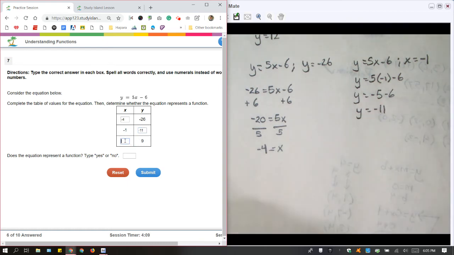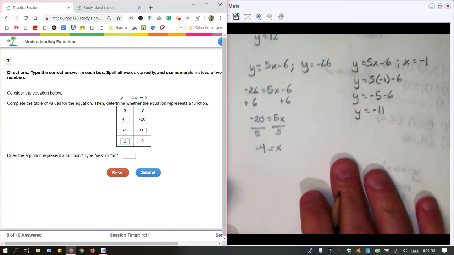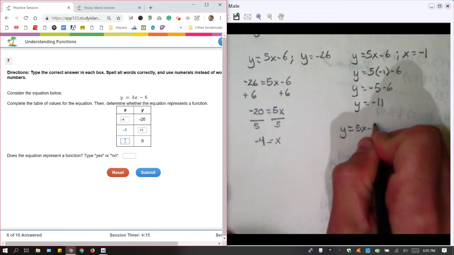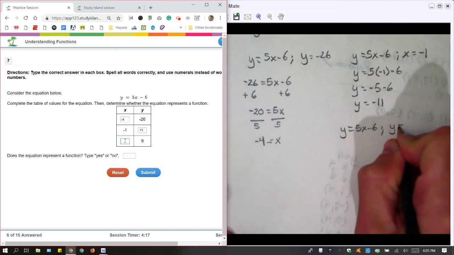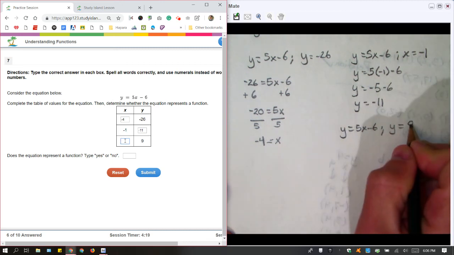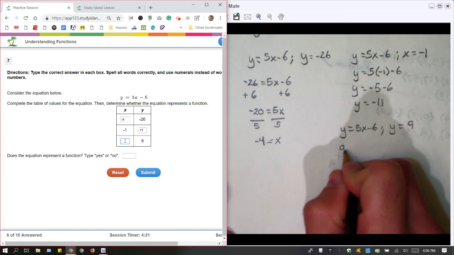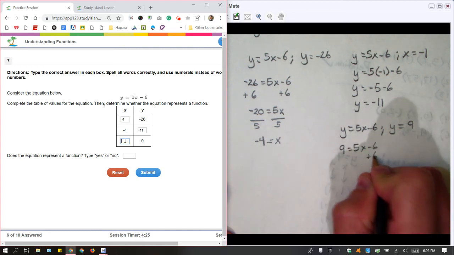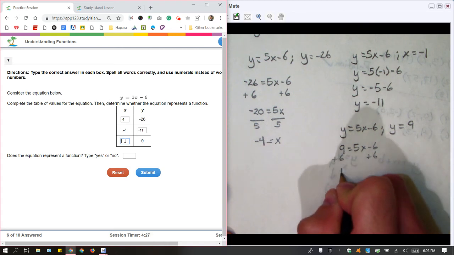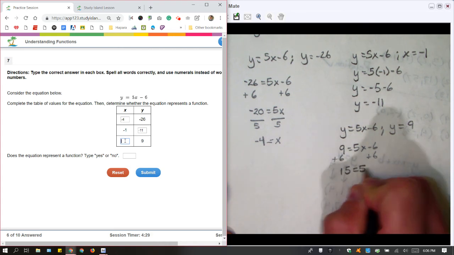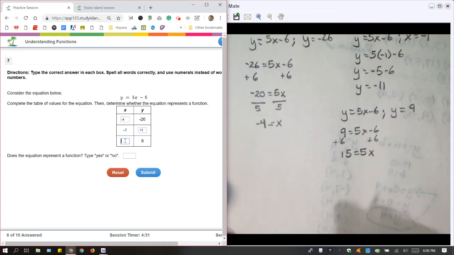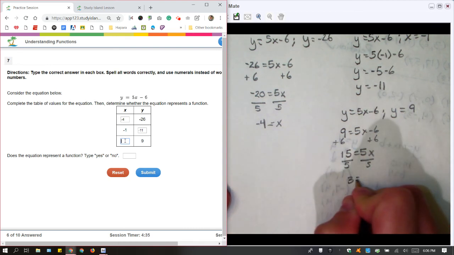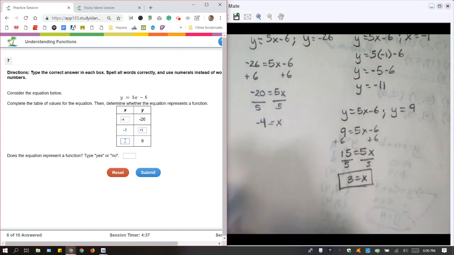And one more. What happens with the same equation when y is 9? So we have, again, y equals 5x minus 6, and y equals 9. So substitute the 9 for the y. 9 equals 5x minus 6. Add 6 to both sides. 9 plus 6 is 15, so we get 15 equals 5x. Divide by 5 on both sides. We get 15 divided by 5 is 3, so 3 equals x.